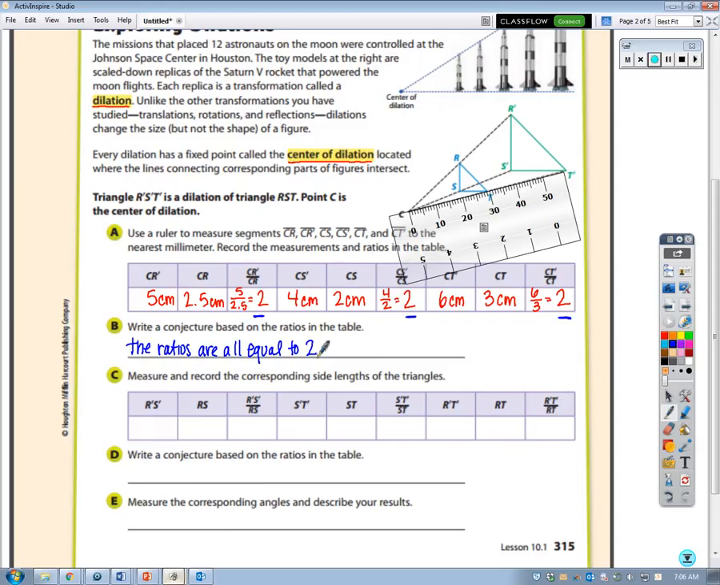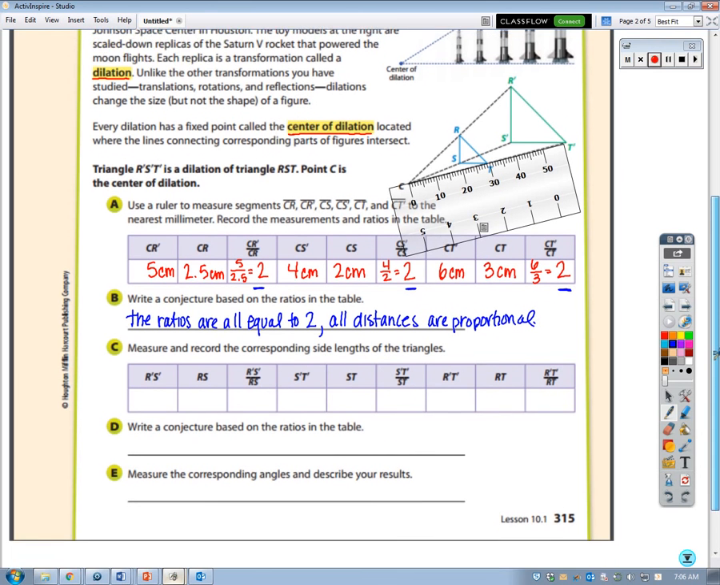Which means all my lengths are proportional, right? All my distances from C, my center of dilation, to any of those points are proportional. Okay, so keep that in mind as we go through. We're going to measure and record corresponding side lengths now of the triangles.